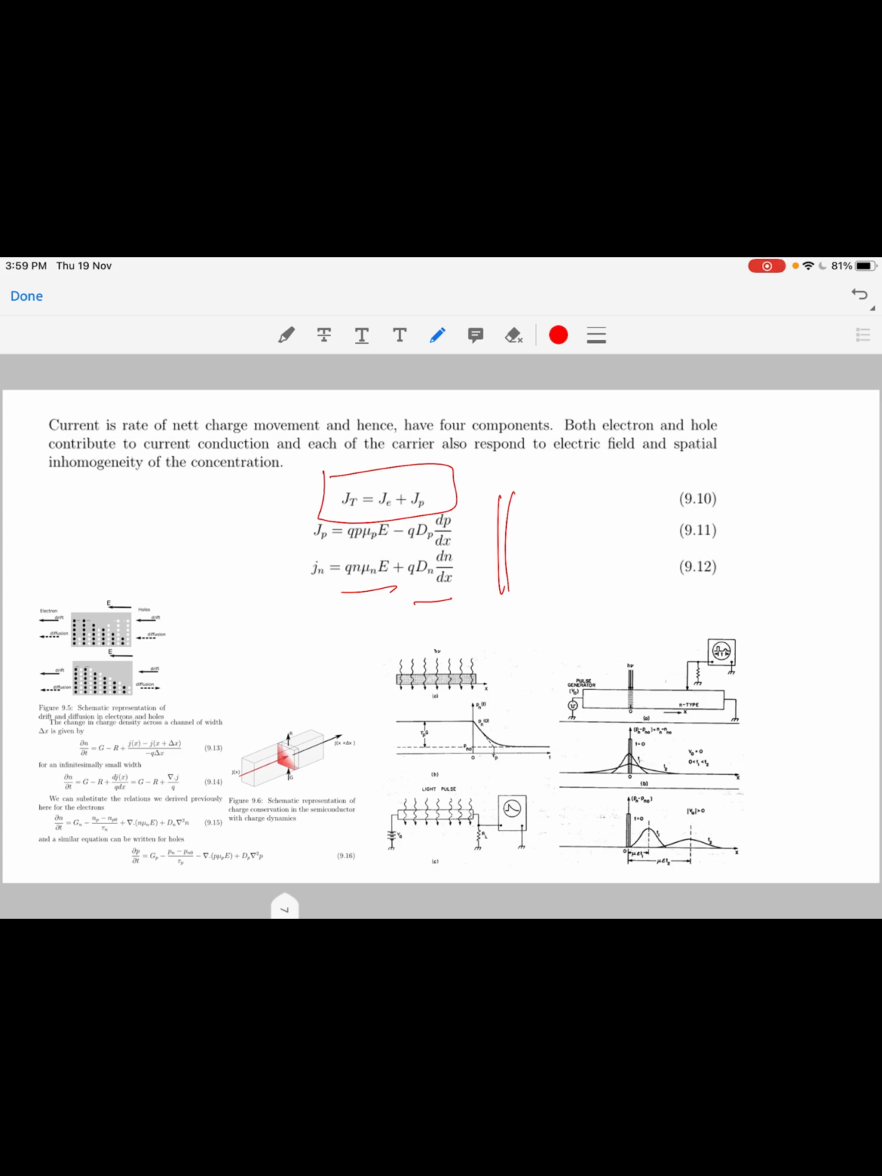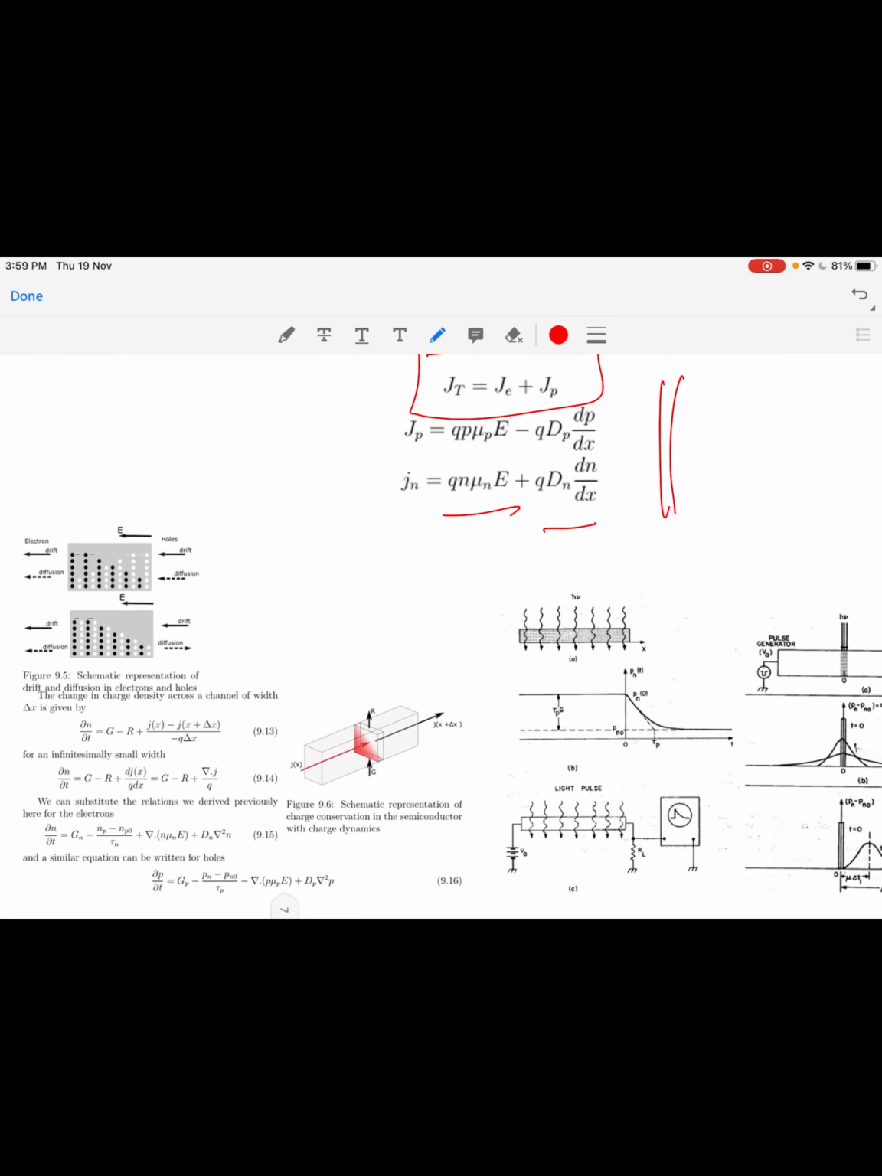And any change in carrier density is determined by this continuity equation, which is defined as the change in carrier density per unit time, given by the generation term minus recombination and the difference between the incoming and the outgoing current, as seen in this particular diagram.